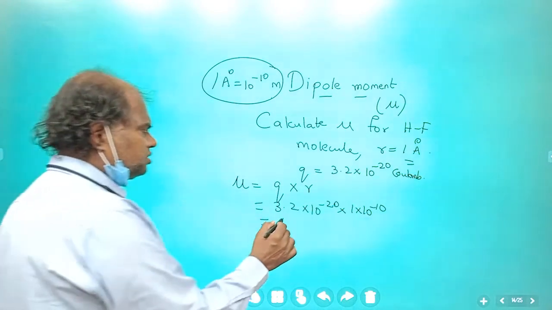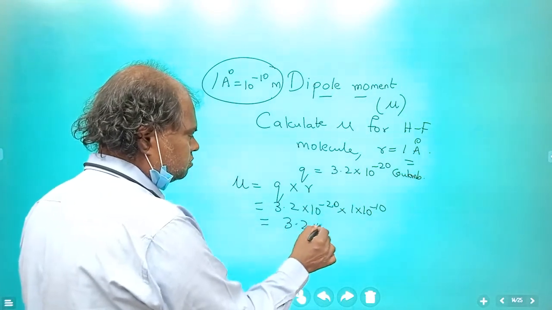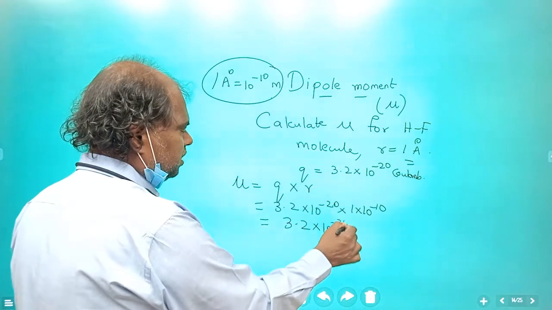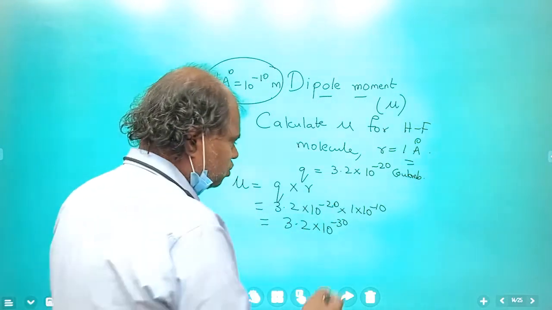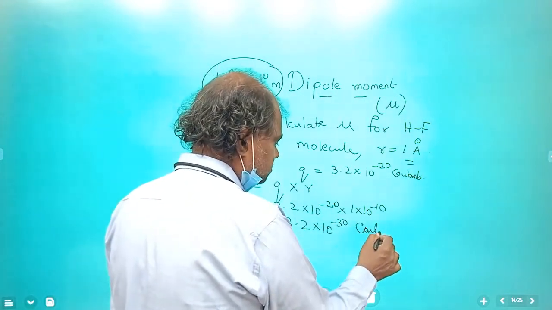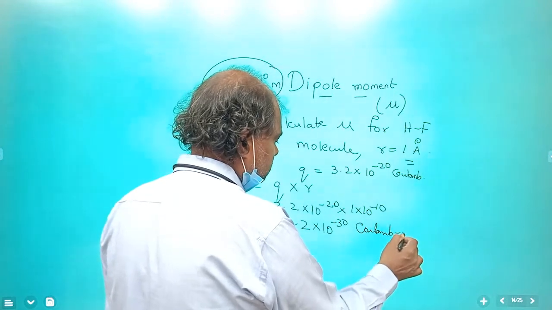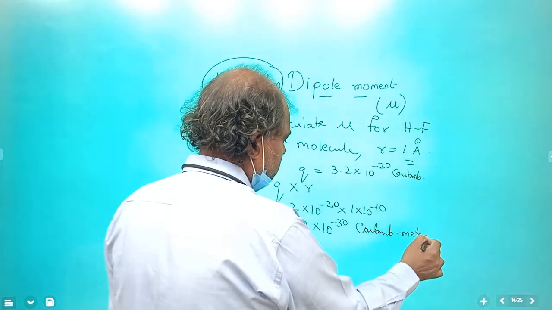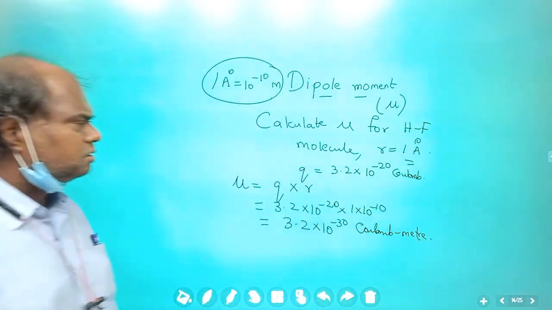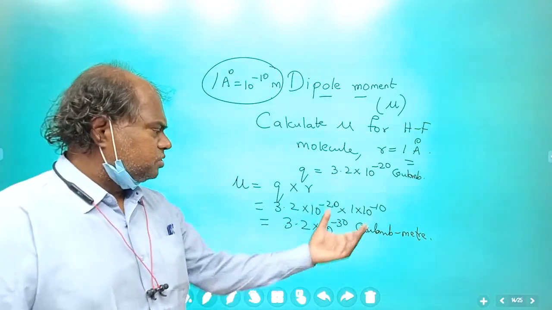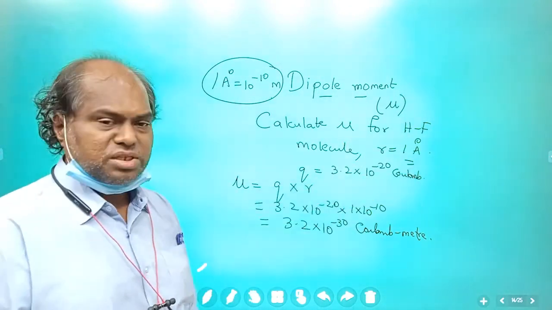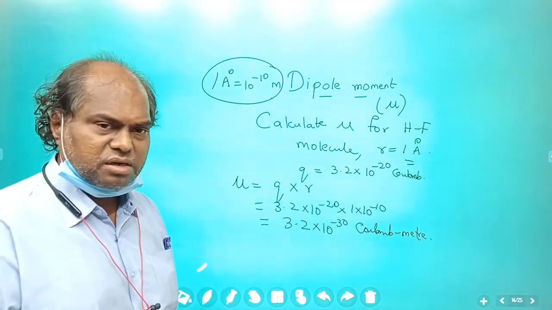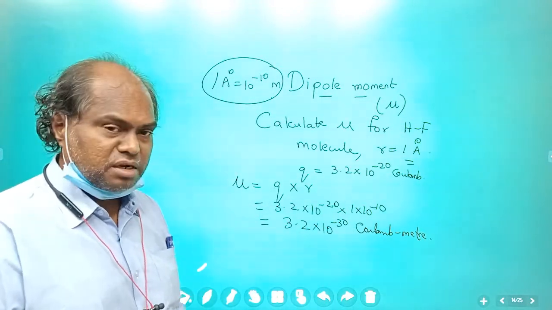So the answer will be 3.2 into 10 to the power minus 30 coulomb meter. This much coulomb multiplied by the distance, so this is the answer: 3.2 into 10 to the power minus 30 coulomb meter.